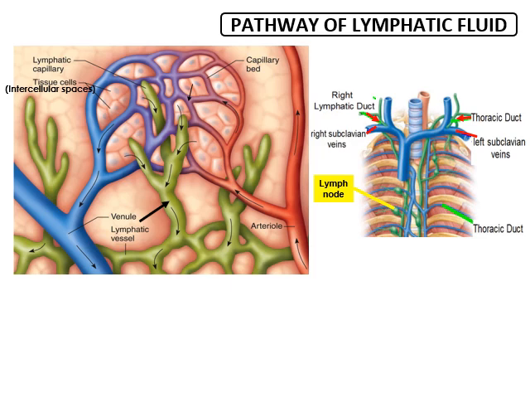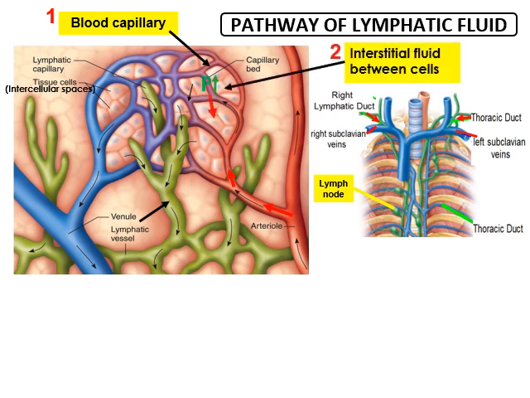Okay, so this is the detailed explanation about the pathway of lymphatic fluid. Blood flows from arteriole into narrow blood capillaries. High pressure in blood capillaries forces some blood plasma out into intercellular space between cells to become interstitial fluid. Most of the interstitial fluid returns to blood capillaries while the remainder enters lymphatic capillaries to become lymphatic fluid.